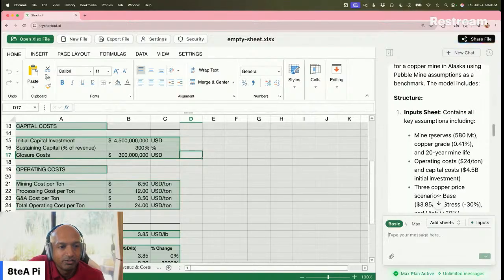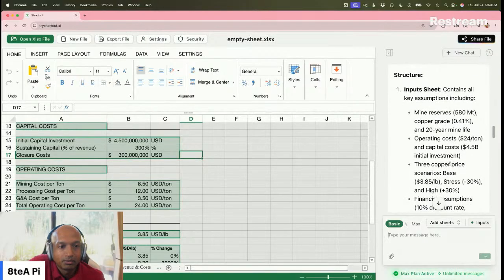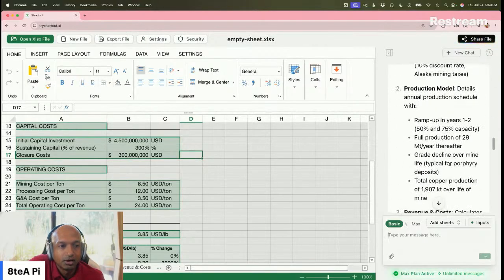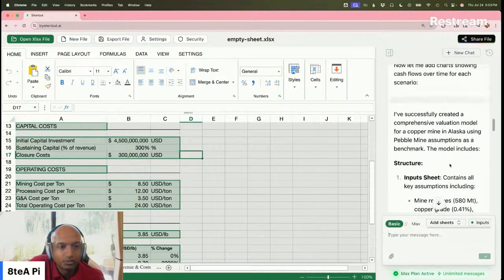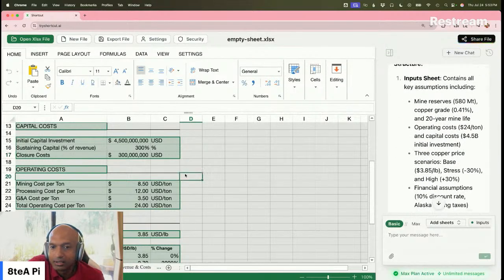Mine reserves 580 million metric tons of copper grade 0.41% and 20-year mine life. Operating cost $4 a ton. Initial capital costs. Production model. All right, let's review this one by one. Input sheet. All right, let's look at the input sheet.